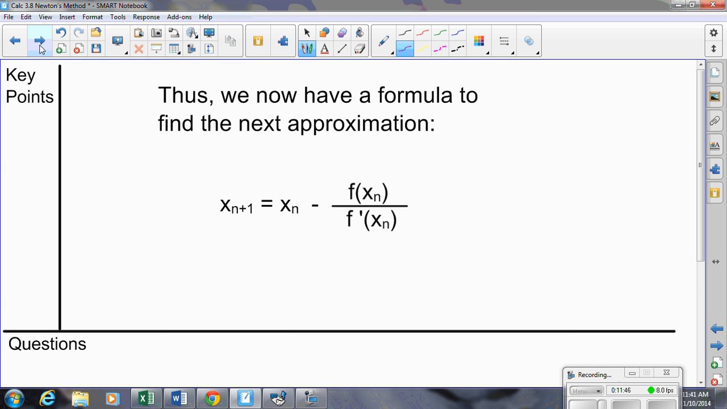I would recommend that at the top of your homework, you write this formula down, because this is what you will use on every single homework in this section. Every single homework problem. Our formula, x to the n plus 1, so the next one is based on the current, subtract the function value and the function values of the derivative.